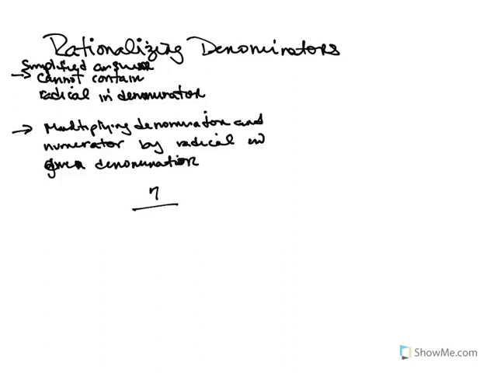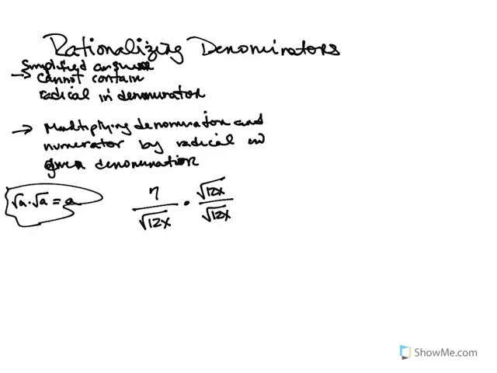So 7 over the square root of 12x. So on this particular example, the denominator is the square root of 12x. So you can actually simplify the square root of 12. So you can choose to do that before you rationalize, or you can just go with your rationalization, which is to multiply the numerator and the denominator by the given radical that's in the bottom already. Because what we're doing is we're trying to get rid of the radical in the denominator, and this is where that rule of square root of a times the square root of a automatically gives you a comes into play.